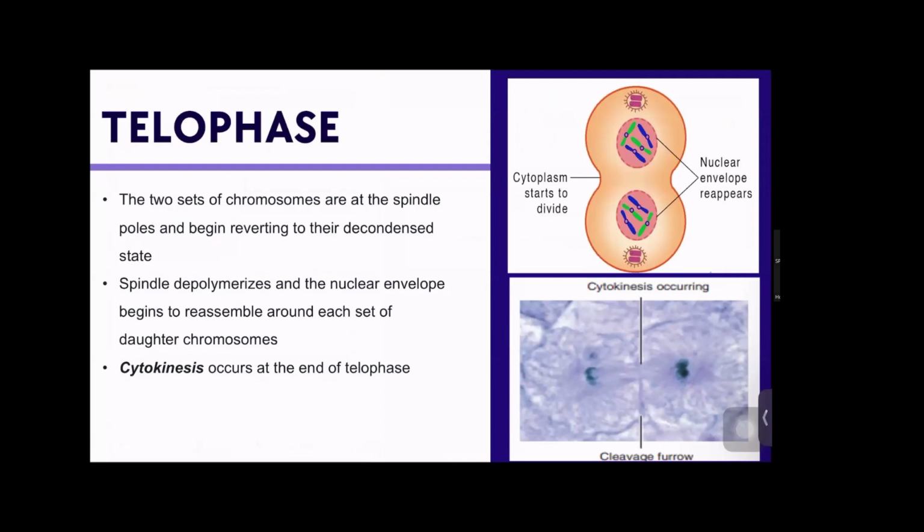Now, during telophase naman, class, the two sets of your chromosomes are at the spindle poles and begin reverting to their decondensed state. Your spindle fibers would depolymerize and the nuclear envelope begins to reassemble around each set of daughter chromosomes. After that, your cytokinesis would occur at the end of telophase. As a review lang, class, cytokinesis is the process where the cytoplasm gets divided to produce two independent daughter cells, each containing a complete set of chromosomes.